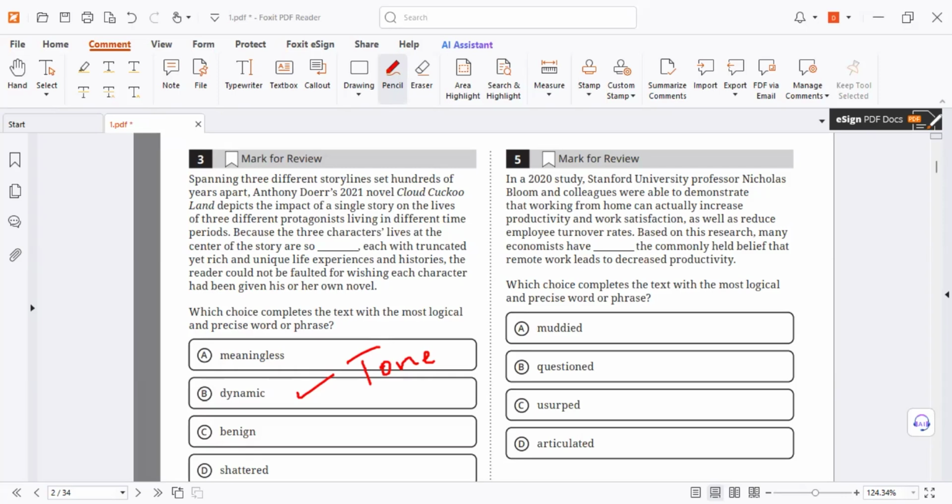Letter B. Why do you think letter B? Because right now, it's the opposite of what they used to believe. So it must be letter B. Is it positive or negative? Negative. So that is right.